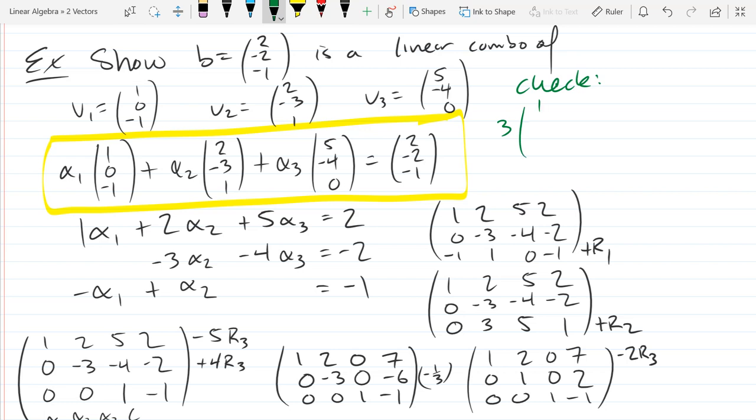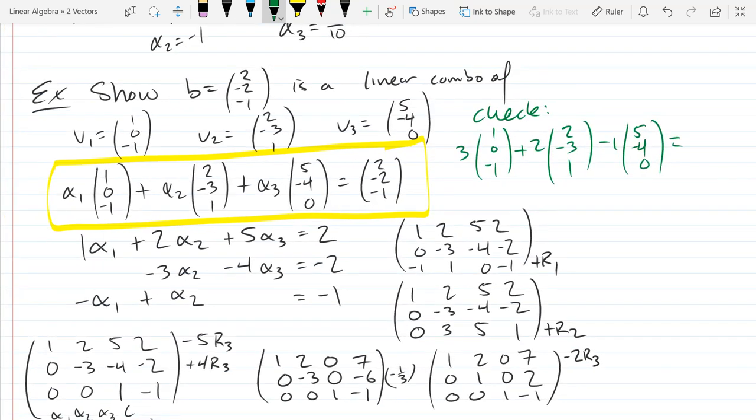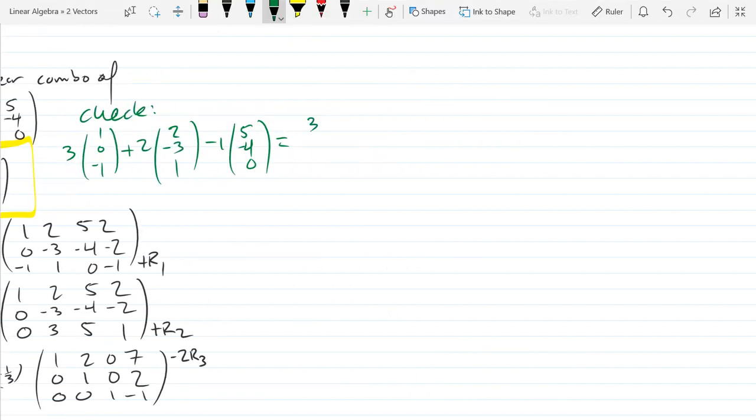So we've got 3 times 1, 0, negative 1, plus 2 times 2, negative 3, 1, minus 1 times 5, negative 4, 0. So we'll figure this out. Hopefully it's 2, negative 2, negative 1. So I have 3, 0, negative 3, plus 4, negative 6, 2, minus, I'm actually going to go plus here and push the negative inside the vector, so we'll go negative 5, positive 4, 0.